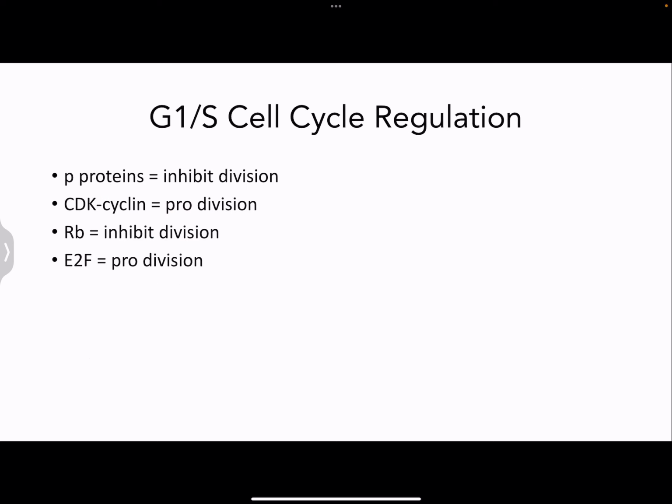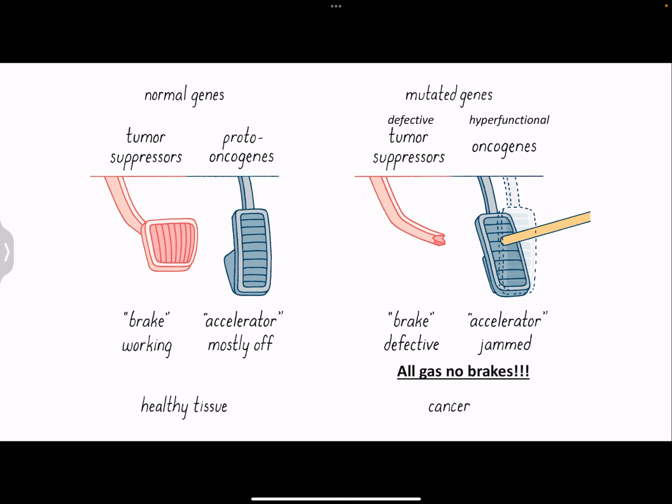So just to summarize that, think of the P proteins as inhibiting division, the CDK cyclin complex as pro-division, retinoblastoma as inhibiting division, and E2F as pro-division. And this segues nicely into a tumor suppressor and a proto-oncogene. So some genes are anti-division and some are pro-division. You can think of these respectively as brakes and accelerators, right? When the accelerator's on, our car's going really fast, that is the cell cycle going really quickly. Divide, divide. And if the brakes are pressed, we're just not really going anywhere. We're not going to divide much.